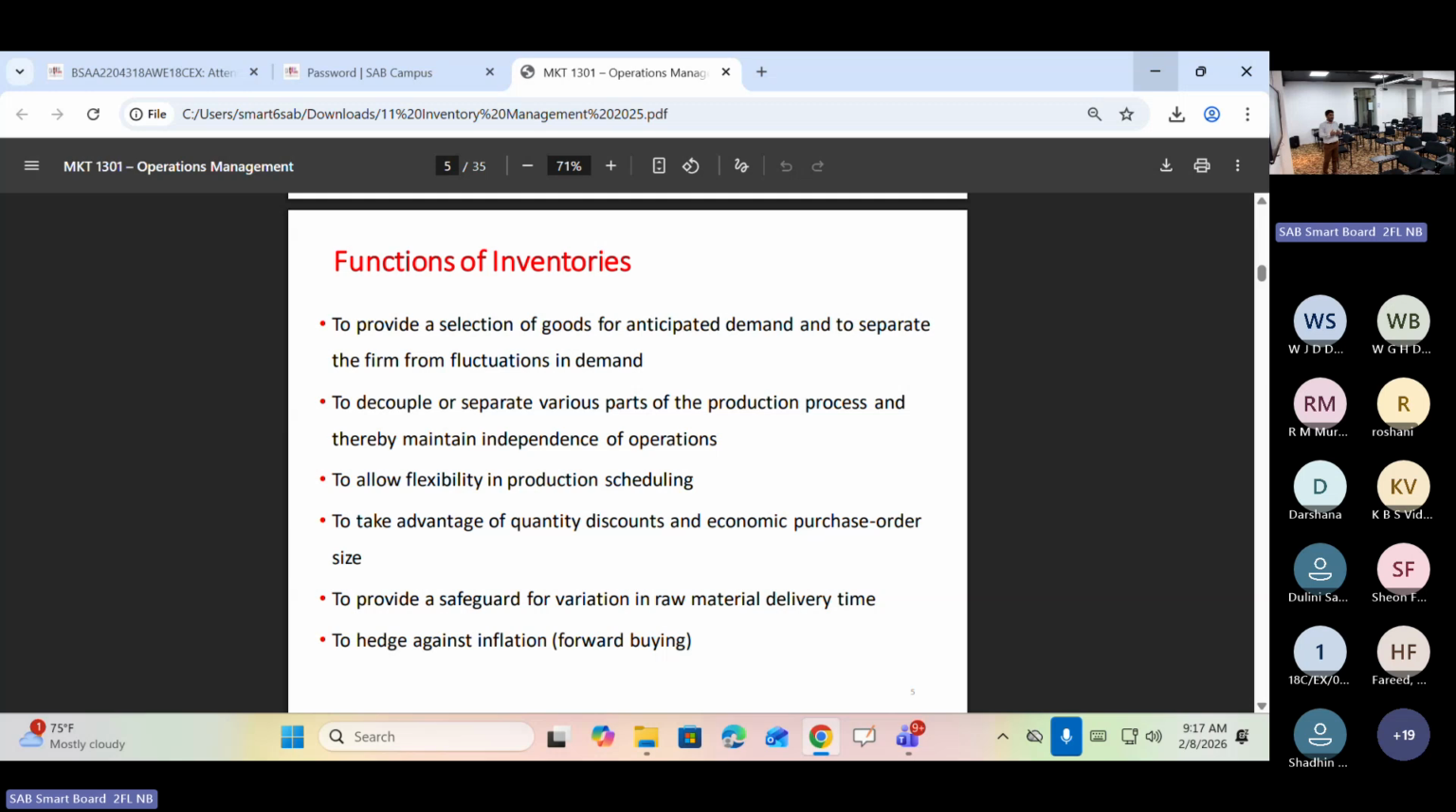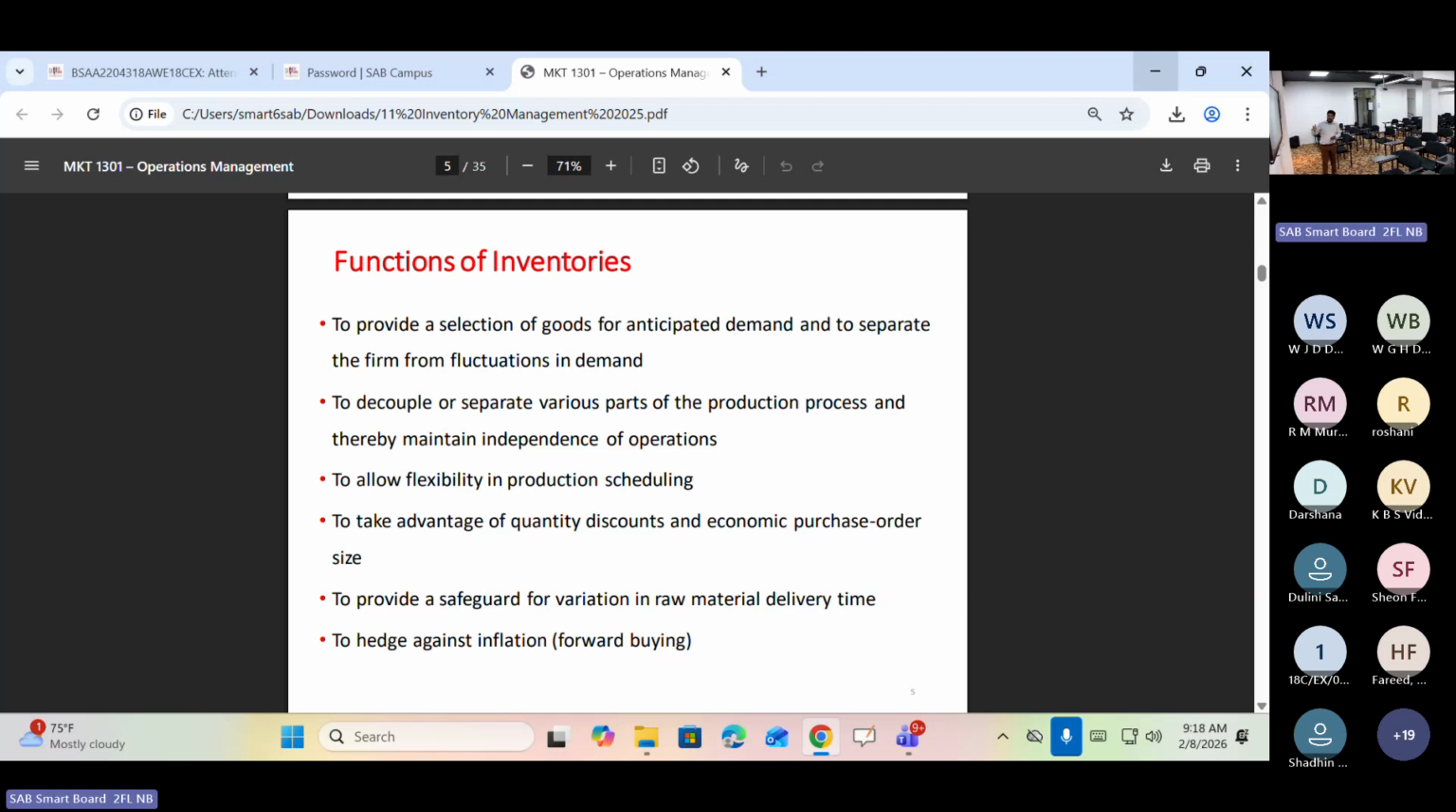you need these materials, you need these components, you buy them well in advance at a lower price, because when there's inflation, the product prices increase faster. To get the advantage, you maintain inventories which are purchased at lower prices, and you make sure that you can supply to the customers within the standard costs.